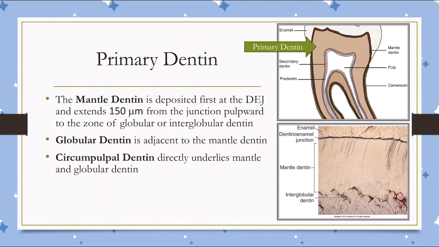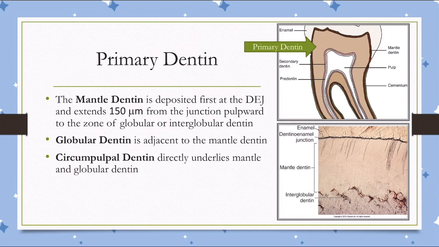Primary dentin is pointed out in the photo to the right. The first primary dentin formed is the mantle dentin. This is deposited first at the DEJ and extends 150 microns from the junctionPulpward to the zone of globular or interglobular dentin. It is also composed of large collagen fibers.